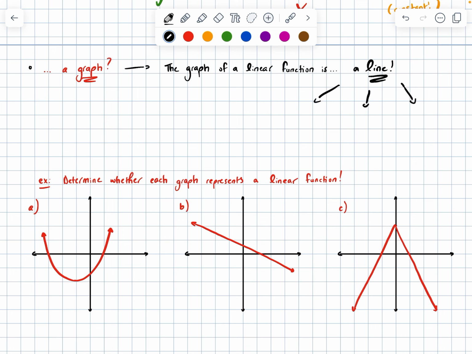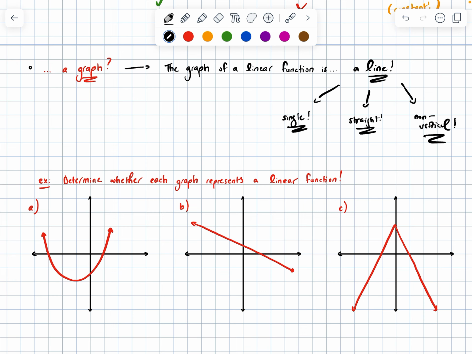But there are a couple of criteria that we're going to put on this line. It can't just be any line. It has to be one line. So we'll say that it has to be a single line. It also needs to be a straight line, so there can be no bends or curves. And the last thing that we'll say, there's one type of line that cannot be a function. It cannot be a vertical line.